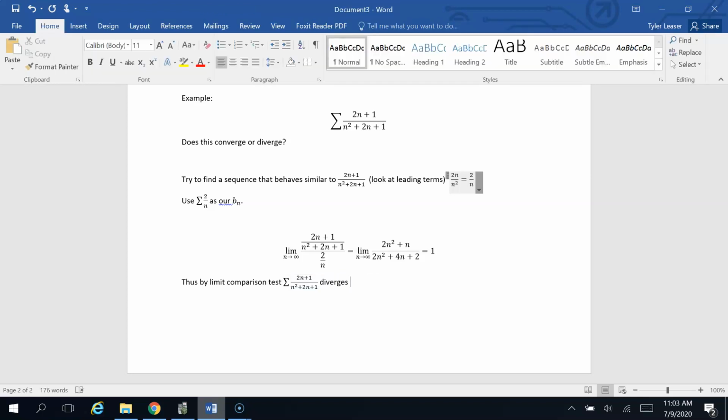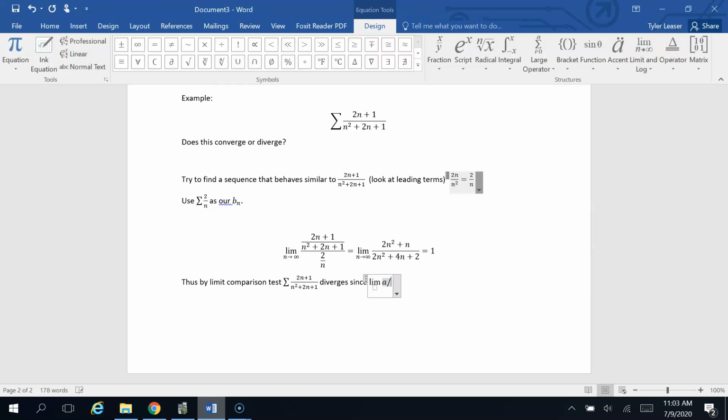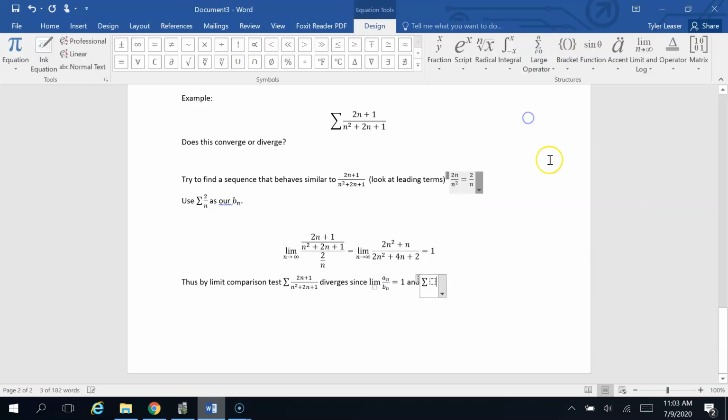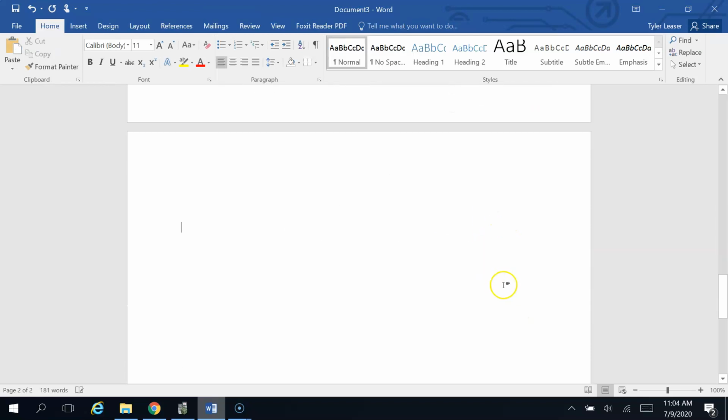And I'll write it all out. So this diverges since the limit of the sequence of the ratio a sub n over b sub n just went to a positive number 1, and we know that that series 2 over n, which was b sub n for us, diverges. Okay, let's do maybe one more example of this. I'll do it a little bit quicker.